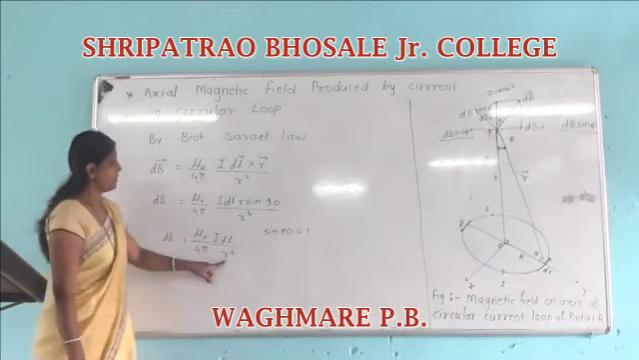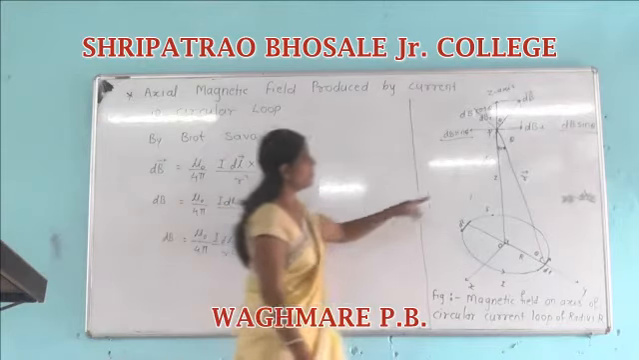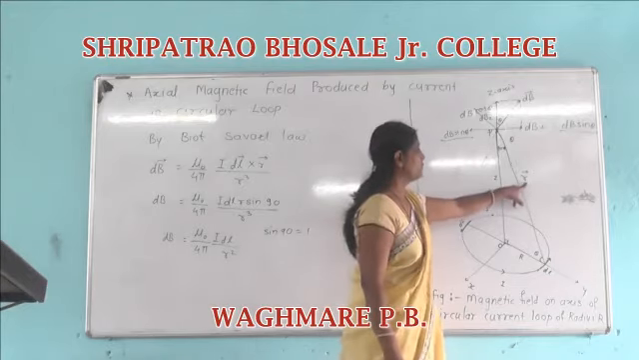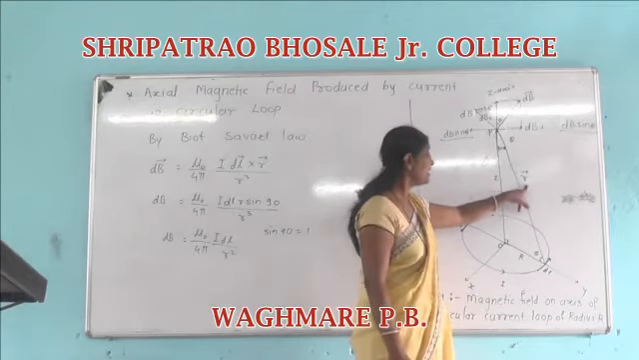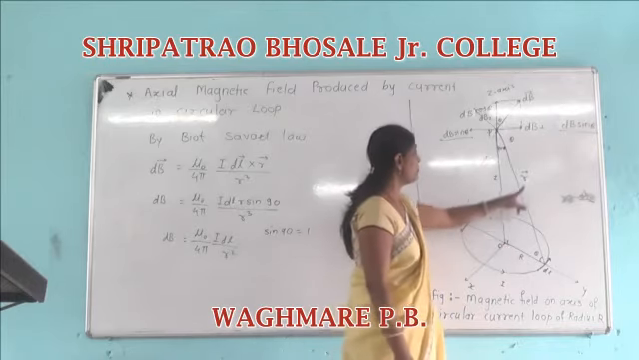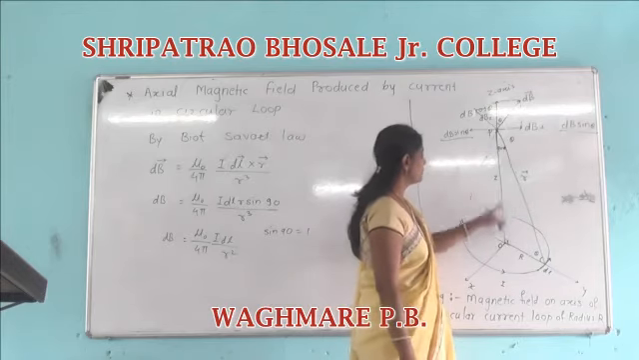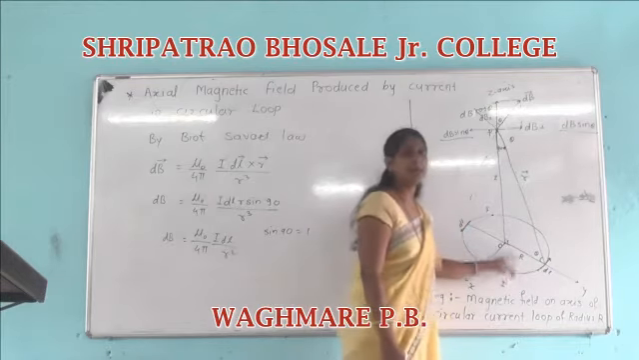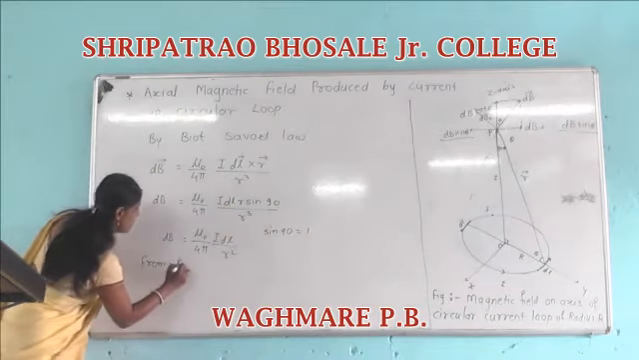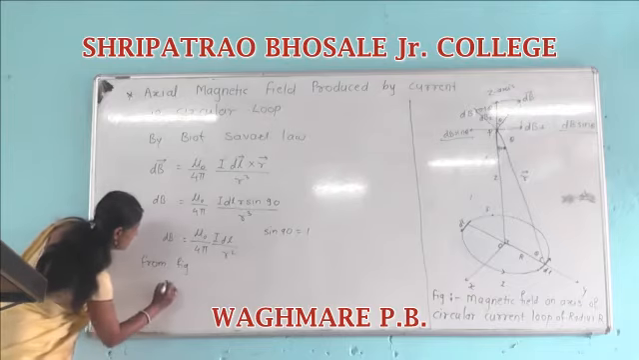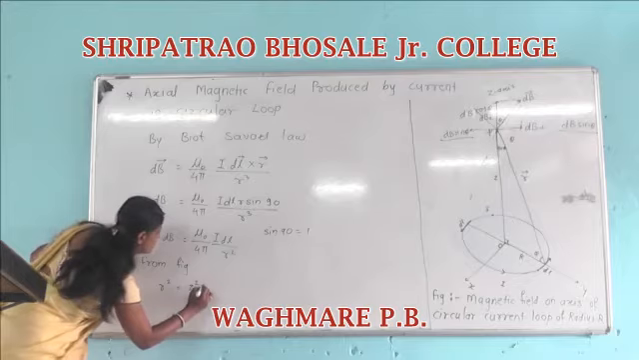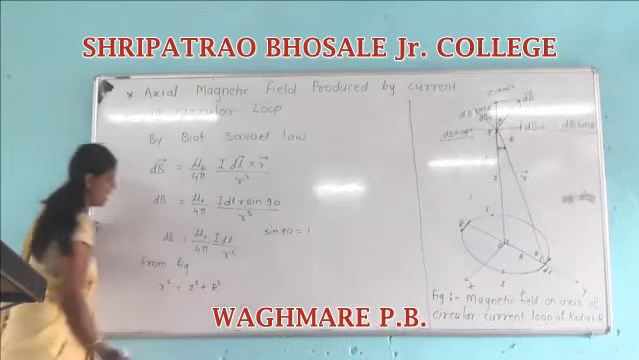Now, from this figure, this angle is 90 degrees, so by the Pythagoras theorem, r square is equal to z square plus capital R square. So from the figure, r square is equal to z square plus capital R square.